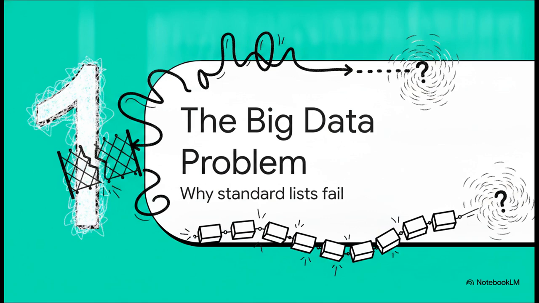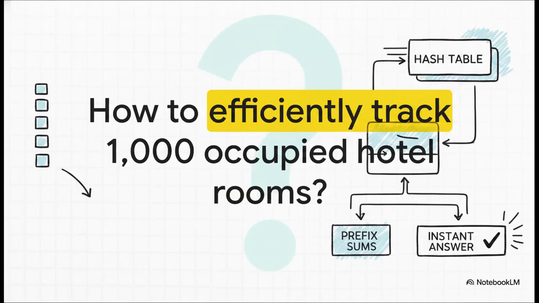All right, section 1, the big data problem. We've got to start by asking ourselves exactly why our standard everyday lists just fail us in the real world. Why can't we use a simple list for everything? Well, imagine you're building a system to track occupied hotel rooms. Tracking 5 occupied rooms with a basic list? Simple enough. You just scan the list from start to finish. But what if your hotel has 1,000 or even 10,000 rooms? Scanning that entire list every single time a guest checks in or out? Yeah, that becomes a massive bottleneck. Relying on slow searches when you actually need instant answers is a classic beginner mistake when dealing with big data.